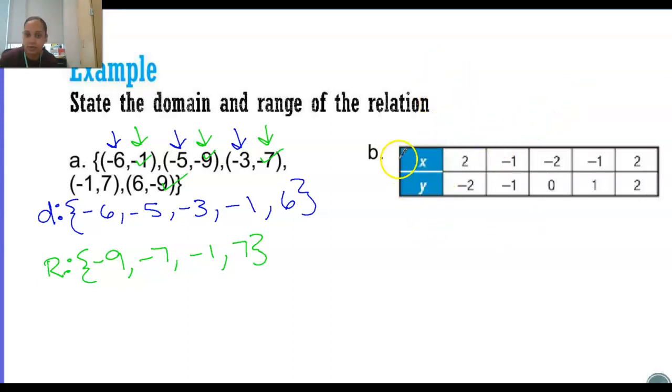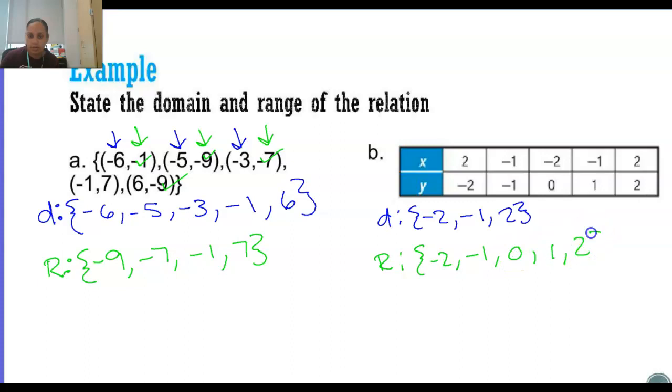If it was a table, again, my X values are my domain, and then the Y values are my range. So for my X values, I'm going to make sure to go in order from the smallest to the largest. So -2, -1, then 2. For my range, I'm going to go from smallest to largest: -2, -1, 0, 1, 2.